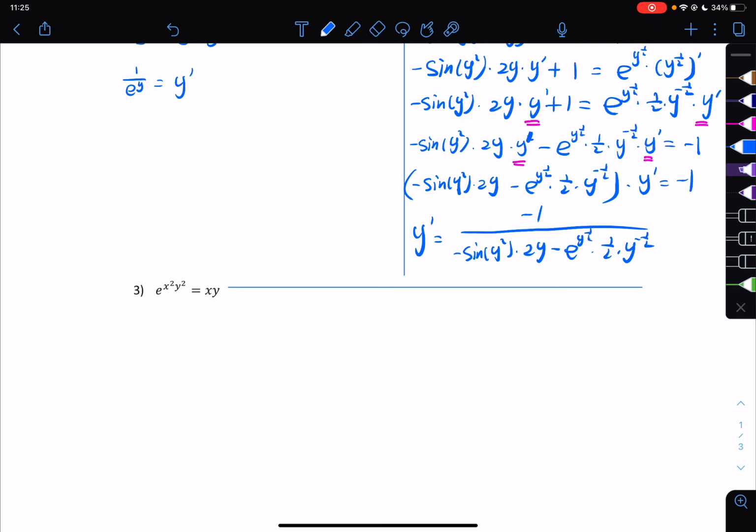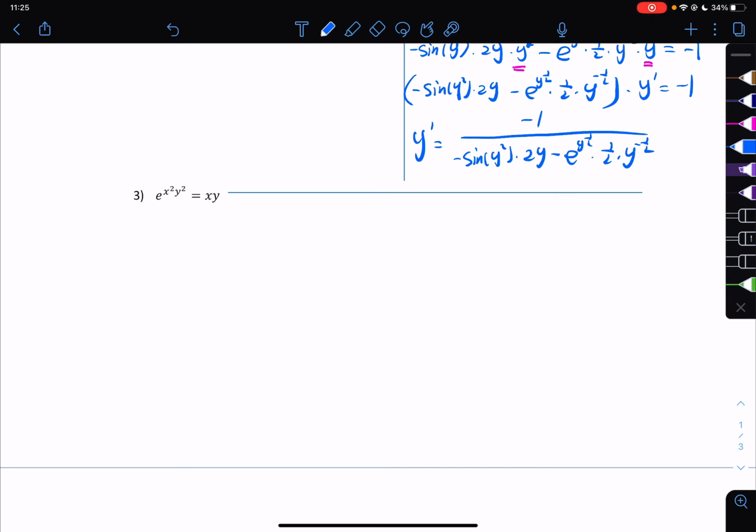So similarly, for the next problem, we want to take the derivative. You use whichever rule applies first, okay? So what you have is e to the x squared times y squared. It's chain rule, so the derivative of e to the power of something is itself times the derivative of the exponent, which is xy, so you end up with e to the x squared y squared.